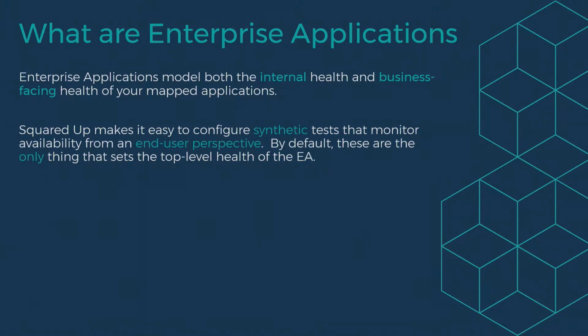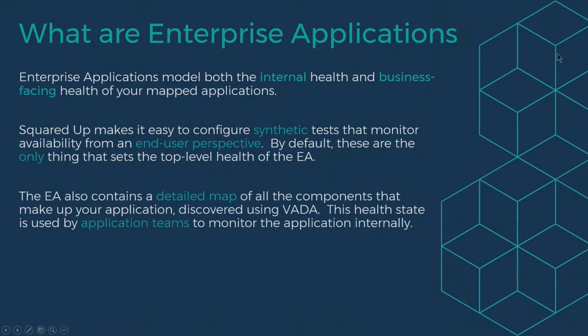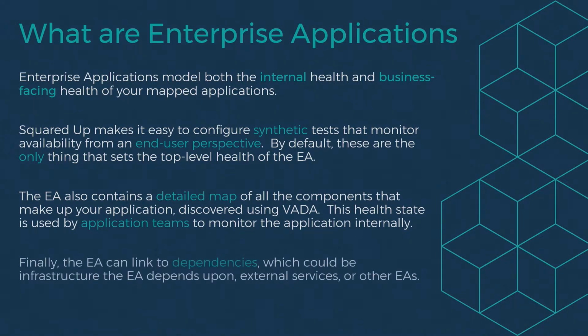And then for the actual app teams internally, the EA also contains a detailed map of all the components and infrastructure that make up the app, discovered using Vader. And that health state can then be used by the application teams to monitor and troubleshoot the app internally. So if a redundant component fails, they know about it and they can see how it's impacting the app, but it's not affecting the end user health because it's redundant by nature. The thing's been load balanced or whatever, and end users aren't actually seeing any downtime because of this.